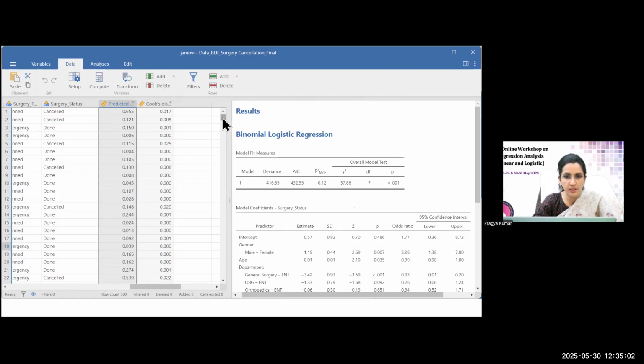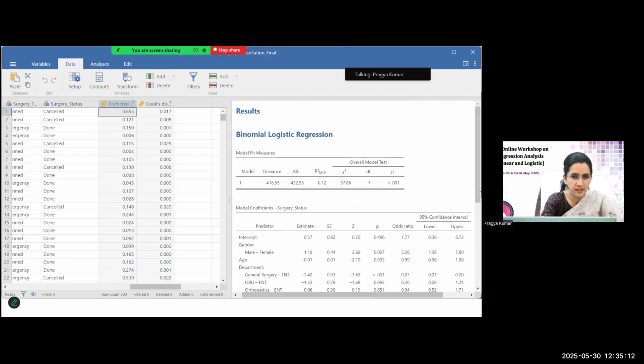If you see here, surgery status is cancelled. This is the actual one, and the predicted is 0.655. So is it the right prediction or the wrong prediction? Comment on this. Actual status is cancelled and predicted is 0.655. Wrong. My outcome is surgery cancellation, and if the predicted probability is more than 0.5, then my surgery is cancelled. So then is it right or wrong?